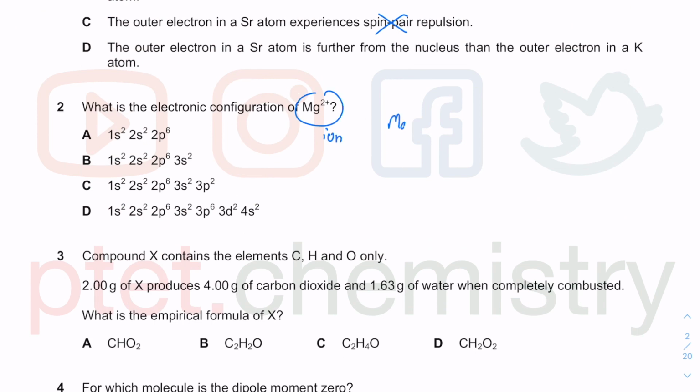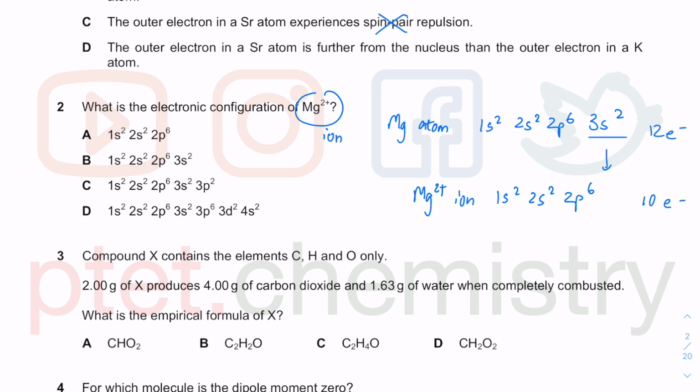Question 2 is about the electronic configuration of magnesium ions. If you look at the magnesium atom, from your periodic table, the electronic configuration should be 1s2, 2s2, 2p6, 3s2. So the magnesium atom will lose the 2 outer shell electrons. Now you get Mg2+ ions. Having lost 2 electrons, you now have 2 more protons than electrons: 12 protons and 10 electrons. So it's just a fully filled outer shell. It looks like the neon electronic configuration. That's going to be option A.